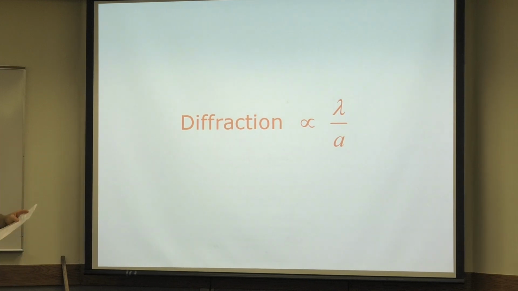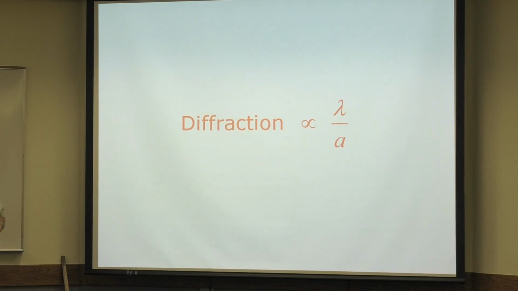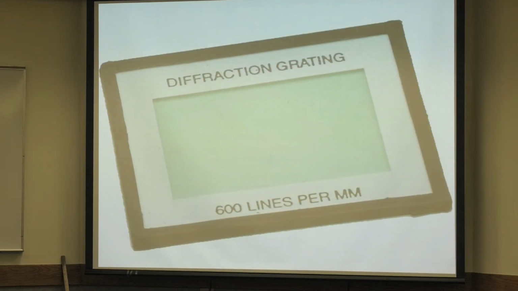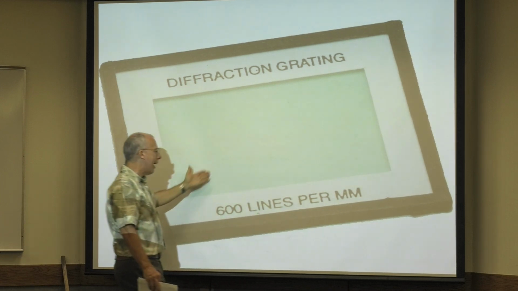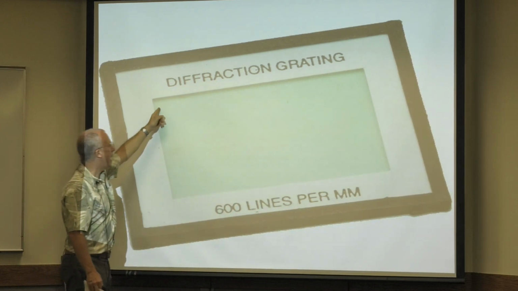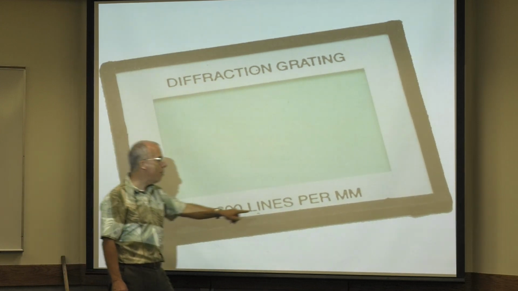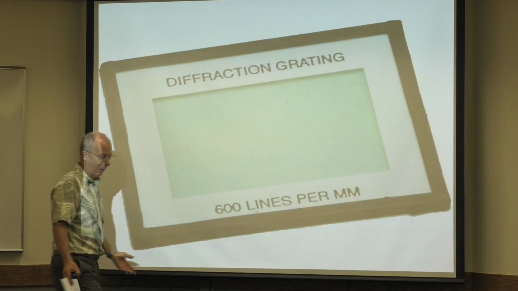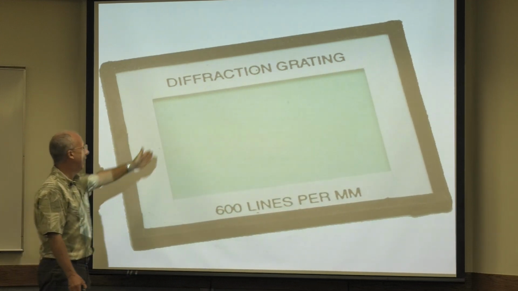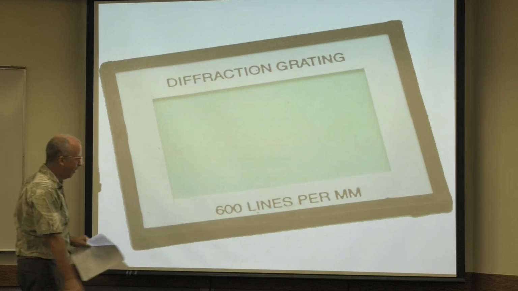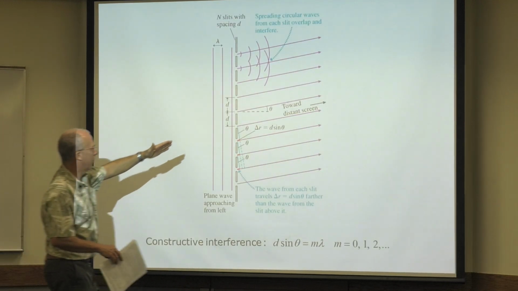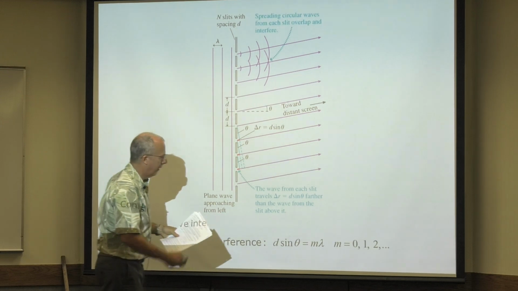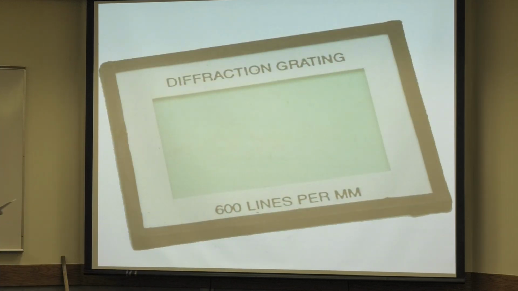Okay, in the lab, you're going to have a lab on diffraction, and you're going to use something called a diffraction grating. So this is a diffraction grating, all right? This is a piece of glass. Now, it doesn't look like it, but there's actually 600 slits per millimeter. Isn't that incredible? Doesn't look it, right? So it's kind of like this, you just have tons and tons of slits.